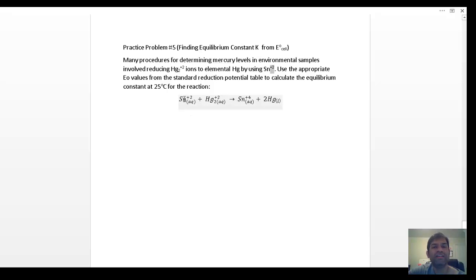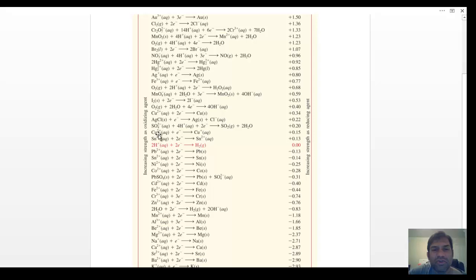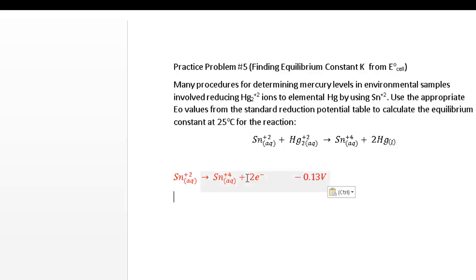So the first one is Sn2+ going to Sn4+. So let's find that out in our table here. Sn2+ going to Sn4+, that's the opposite of this. So we're going to flip this and flip that. So it's minus 0.13 volts. So this is an oxidation half reaction. And so if this is oxidation, the other one has to be reduction.